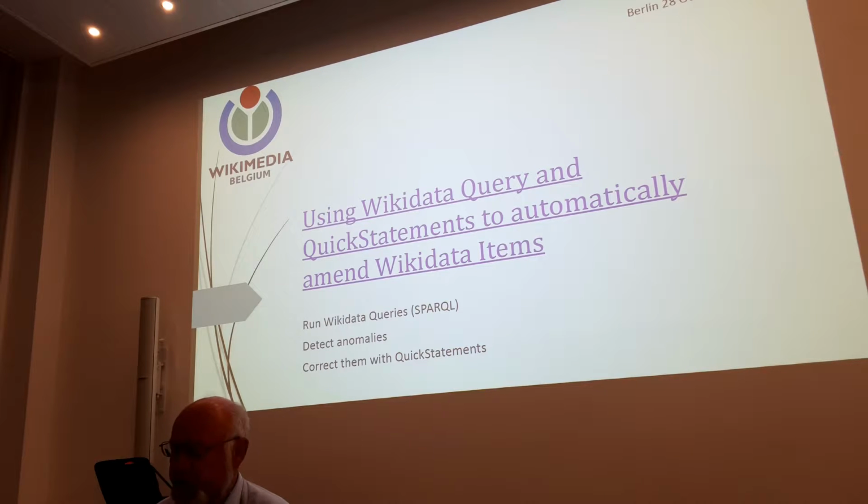So I will talk about how you can use Wikidata Query and QuickStatements to detect missing data or non-matching or wrong data, and to automatically correct, so in a semi-automatic way, thousands of mismatched items.